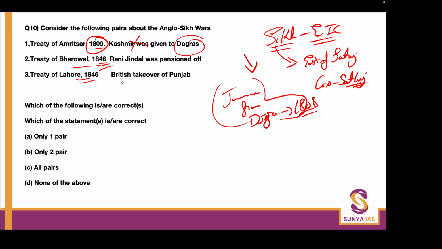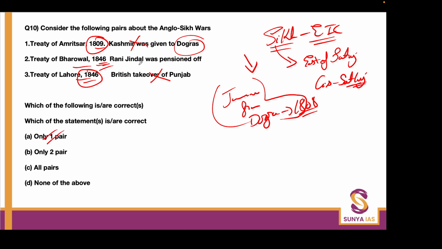After the end of the war, along with the Treaty of Lahore, you will see the Treaty of Bharoval happened first, and through the Treaty of Lahore, British took over Punjab. This statement is wrong, because British took over Punjab only after the Second Anglo-Sikh War, and there was no official treaty signed. But Dalhousie took over the whole of Punjab by removing Dilip Singh, the ruler himself. So the third statement is wrong anyway. The first statement is also wrong. Only one pair is correct, that is A option.